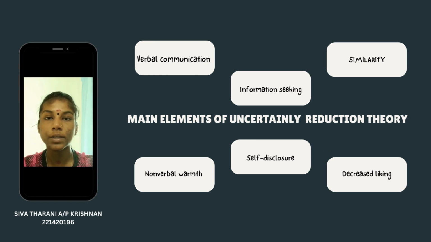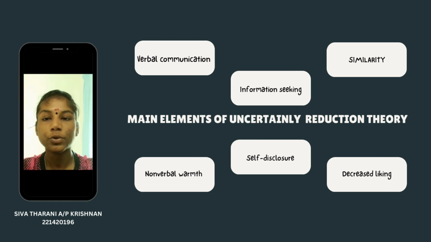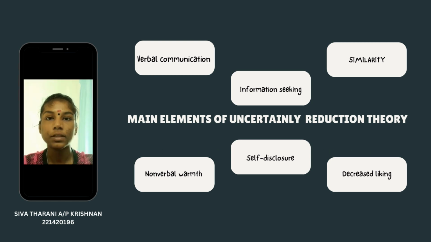The second one is nonverbal cues or nonverbal warmth. They are cues such as body language, posture, and facial expressions that can be used to understand how someone is feeling and what they are thinking. For example, if someone is crossing their arms, it could indicate that they are feeling defensive. The third one is seeking information. If an individual experiences a high level of uncertainty around an unknown person, the desire to gain information will be higher. Once the uncertainty decreases, information seeking will decrease as well.